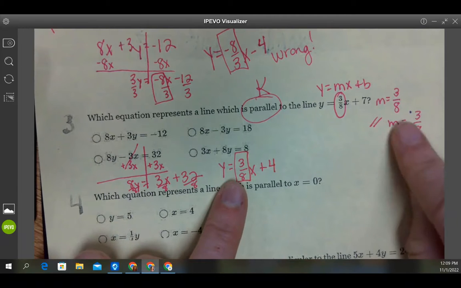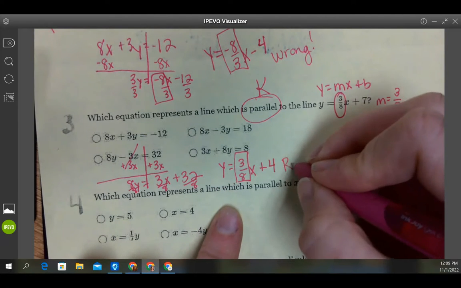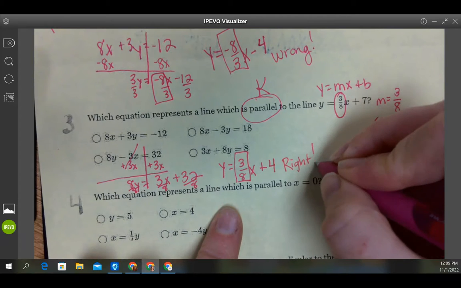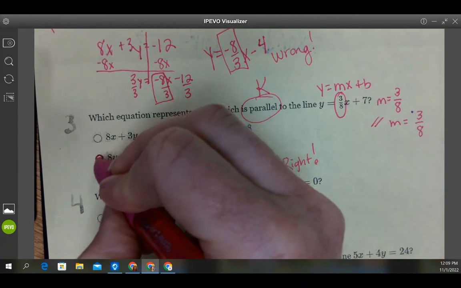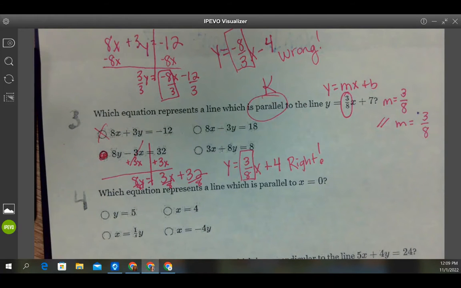Isn't that what we're looking for? Yeah, this is right. It's the parallel one. That's it. You don't have to do the rest of them. If you picked the wrong one and it tells you it's wrong, then you're going to have to go back and figure out what you did wrong and check the other ones.